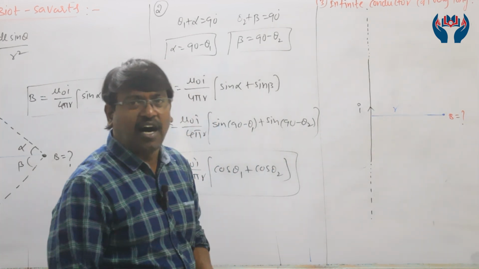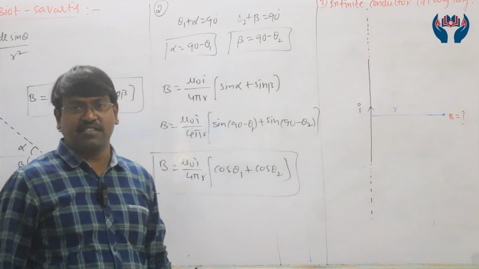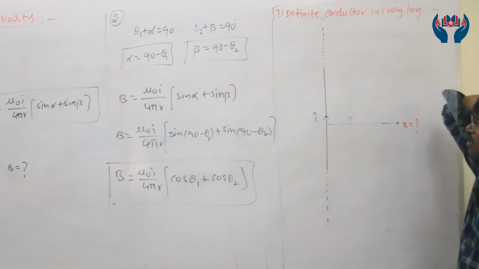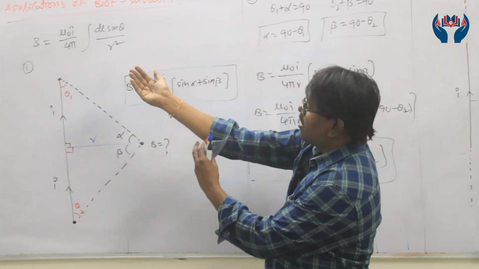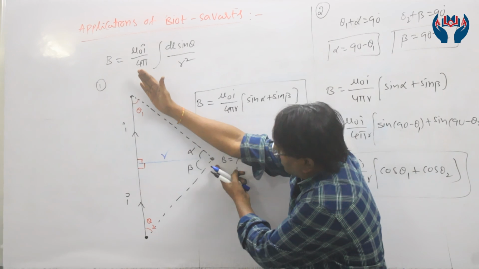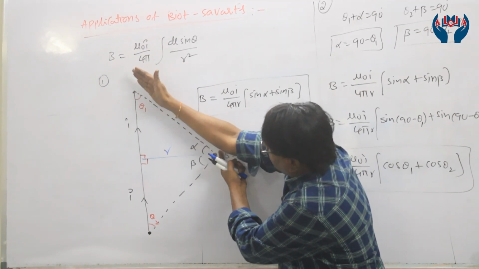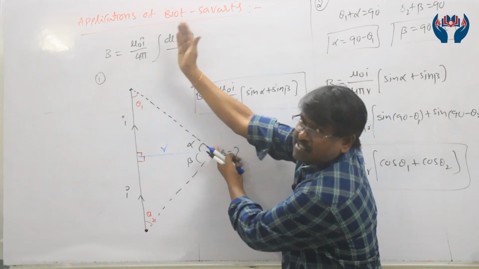Now what are the alpha and beta values in this case? In the case of an infinite conductor, what are the alpha and beta values? Alpha is the angle made by one end of the wire at the measuring point. This is alpha. If the length of the conductor increases, then the alpha value increases like this.